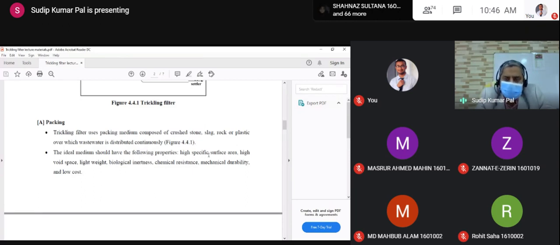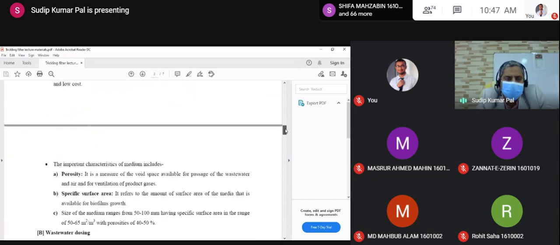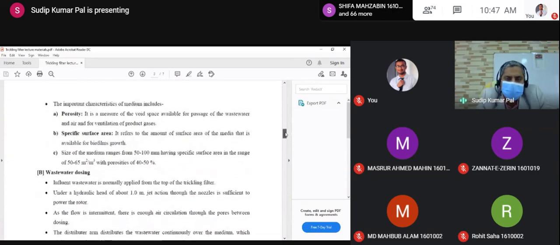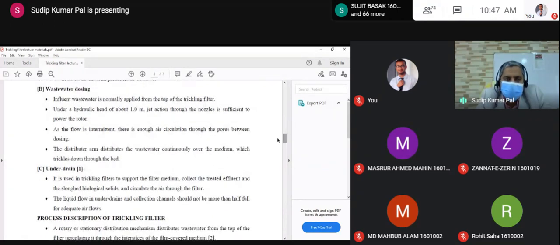Here you can see there is a high specific surface area, void space, lightweight, biological inertness, chemical resistance, mechanical durability, and also cost should be among the properties of the medium. So when you select the medium, what criteria do you have to follow, and how do you check? You check the porosity, you check the specific surface area, and there are some guidelines available. And then we said wastewater should be sprinkled over. How you sprinkle it, we haven't discussed.